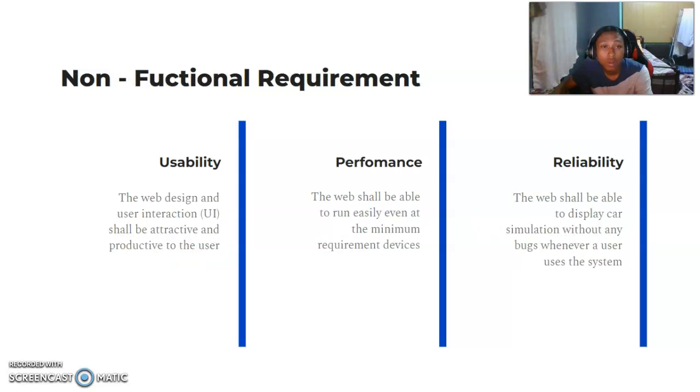For the non-functional requirements of the web, first is usability. The web design and user interaction shall be attractive and productive to the user. The second is performance. The web shall be able to run easily on a minimum requirement device. And last is reliability. The web shall be able to display the car simulation without any bug whenever the user uses a different system.